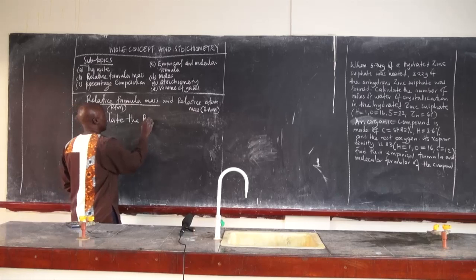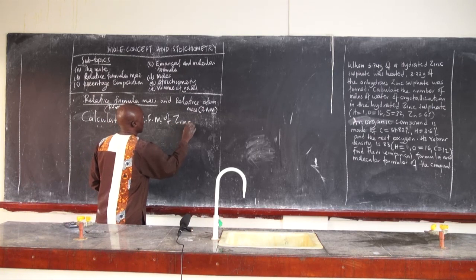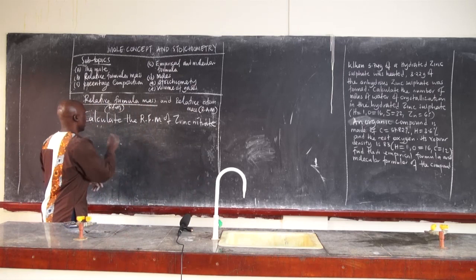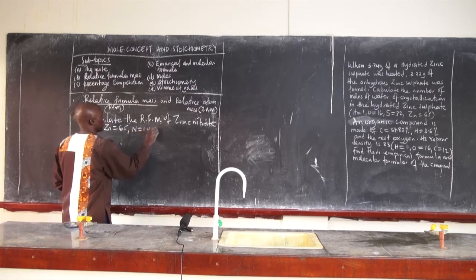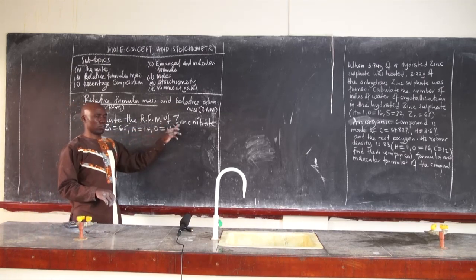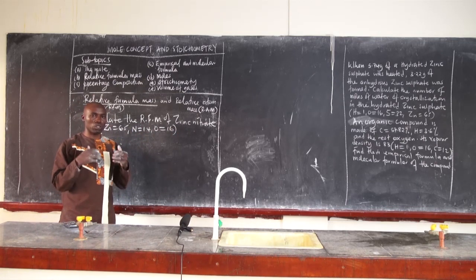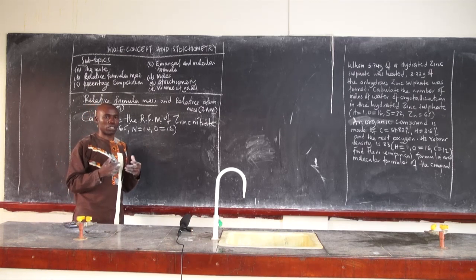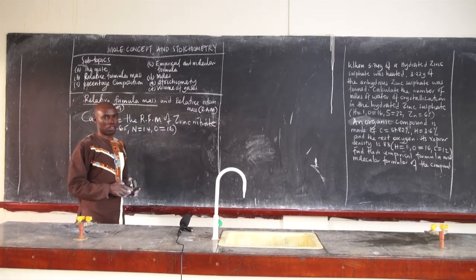the relative formula mass of zinc nitrate. Zinc nitrate. Now zinc is 65, nitrogen is 14, oxygen is 16. Now when they ask for the relative formula mass of zinc nitrate, they are simply asking for the mass of 1 mole of zinc nitrate. What is the mass of 1 mole of all the atoms found in zinc nitrate? So let's find the mass of 1 mole of all atoms in zinc nitrate here.